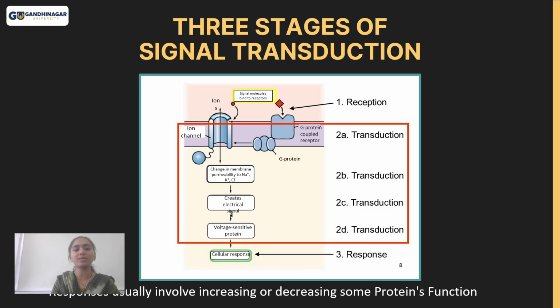The transduction process starts following the receptor activation. The signal is transmitted across the cell membrane and amplified through a series of intracellular signaling events. This often involves the activation of protein kinases, which phosphorylate target proteins, leading to changes in their activity or localization. Second messengers and protein cascades play a crucial role in this stage.